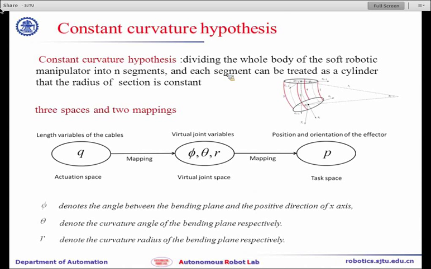For each segment, we assume that the radius of this section is the same. If n is big enough, this assumption will approach the real situation. So in order to derive the kinematics of this soft robot, we first define three spaces and two mappings.